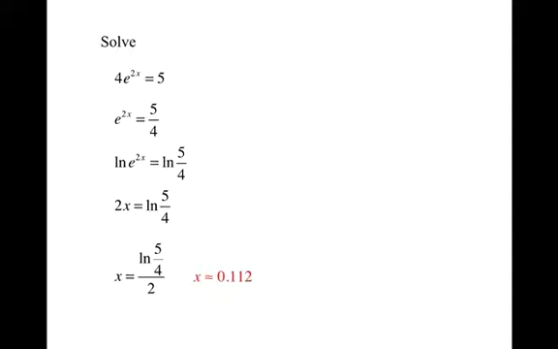We want to divide both sides by 4, get this expression. What should we do from here? I would take the natural log of both sides. That way the natural log and the e cancel out. So I just get something like this. All I have left to do now is divide both sides by 2, or I could have written this as 1/2 natural log of 5/4. It doesn't really matter, because this is just going to go straight into a calculator and give me an answer to 3 significant figures.